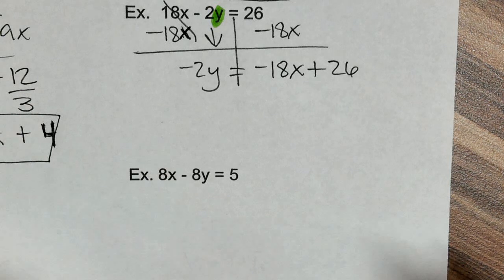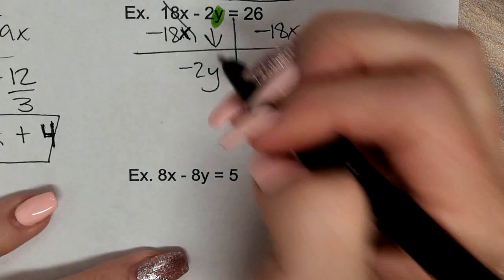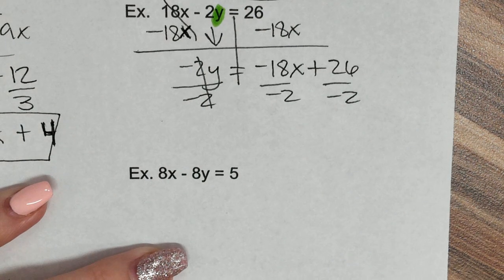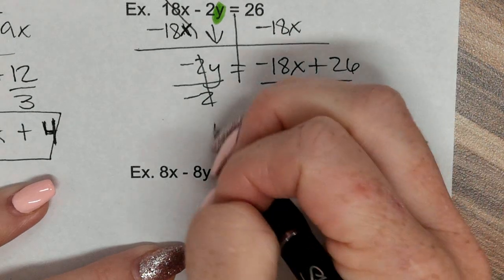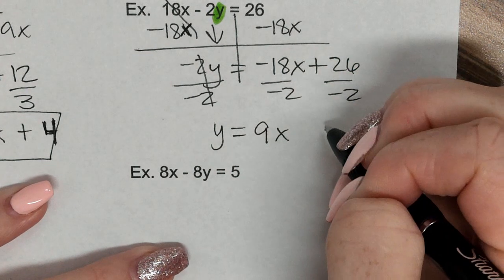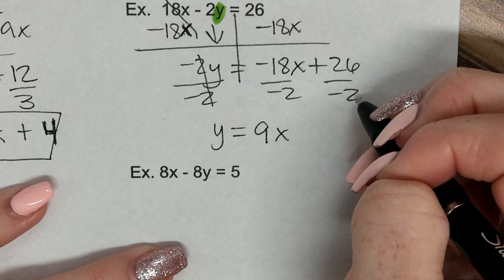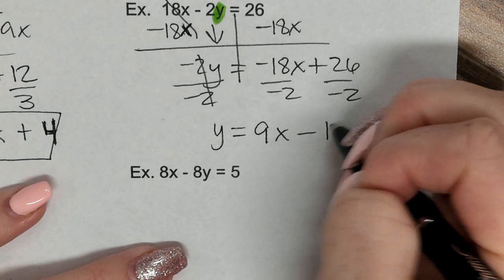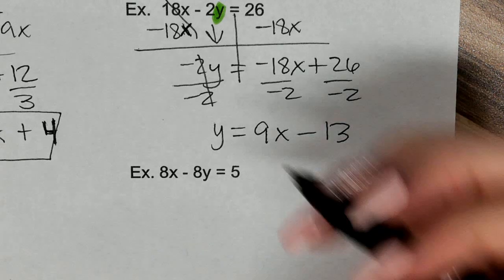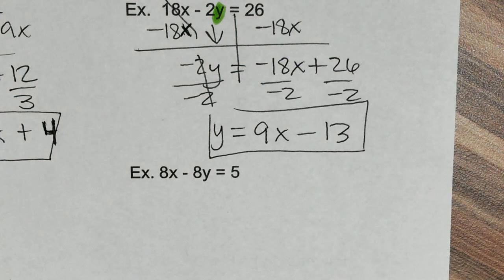All right, to get rid of the negative 2, what am I going to do? Divide everything by negative 2, and then I'm going to simplify. So I have y equals negative 18 divided by negative 2 is positive 9, and then 26 divided by negative 2 is negative 13. So you could write minus 13, or you could write plus negative 13, and either one is perfectly fine. And guys, I'm telling y'all right now, this is one of the main lessons that you need to master for my class.